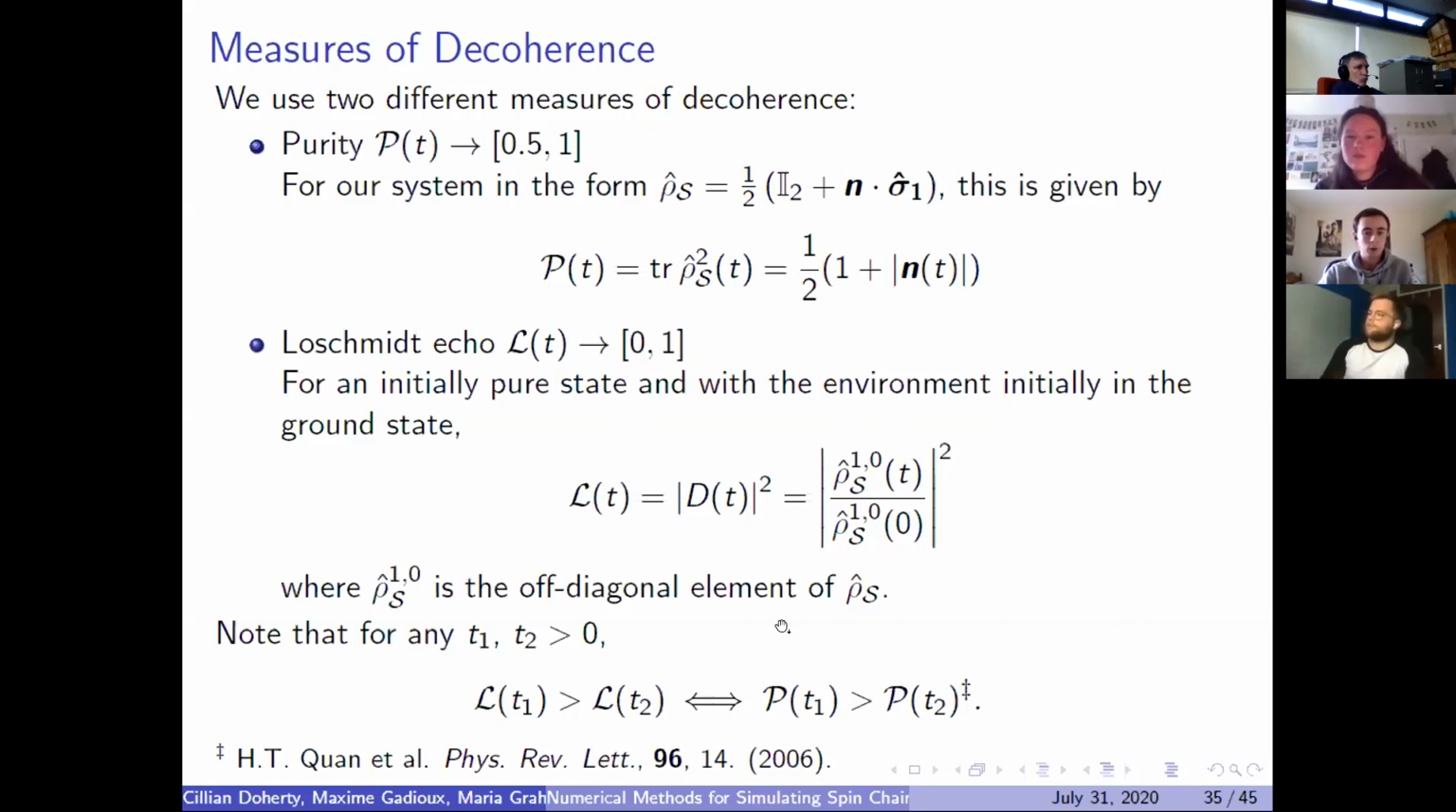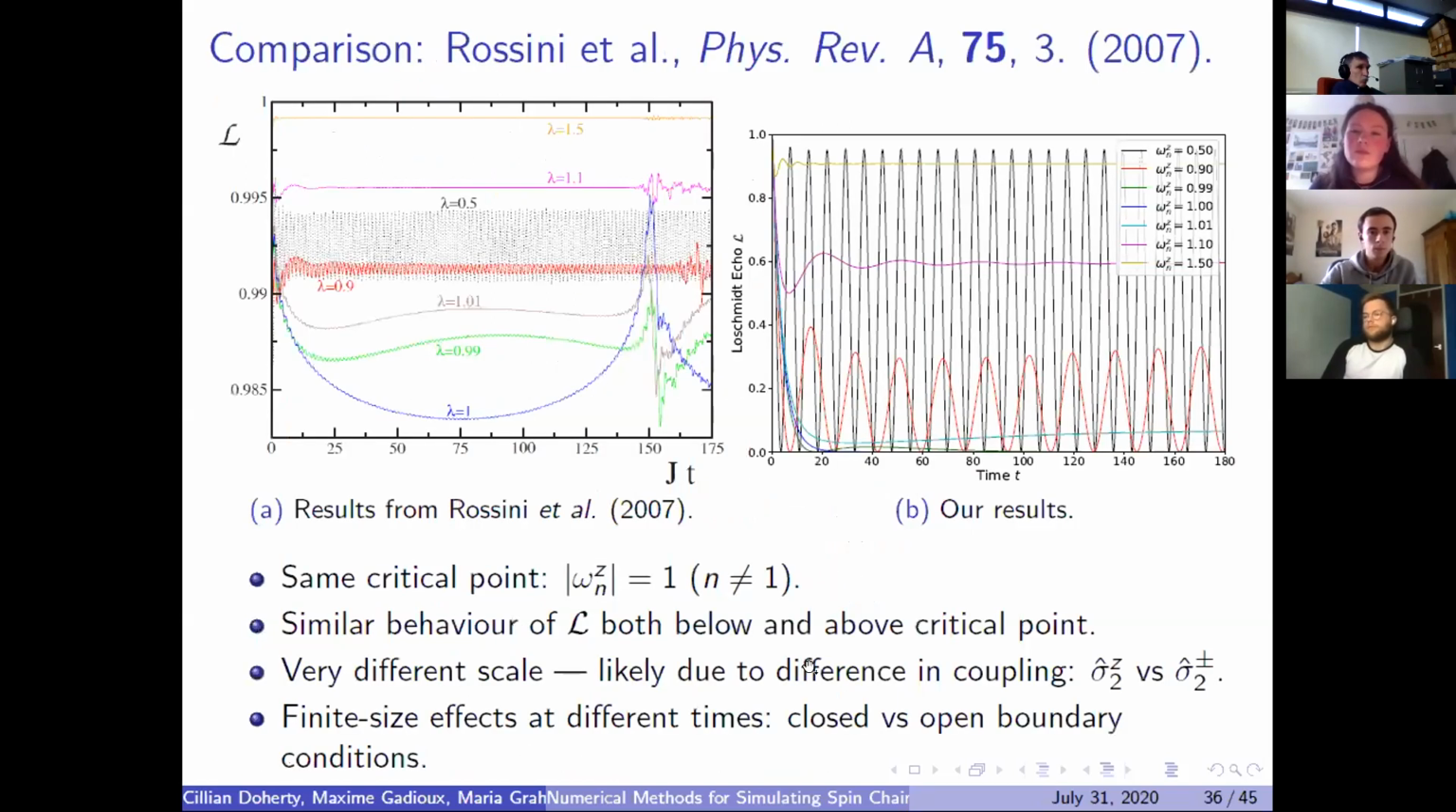And an important thing to note is that when both of these equations are valid, then for any two positive times t1 and t2, there exists a strictly increasing function that relates L to P. So if L of T1 is greater than L of T2, then P of T1 is greater than P of T2. Okay, so now I'm going to present the case where we use the Loschmidt echo.